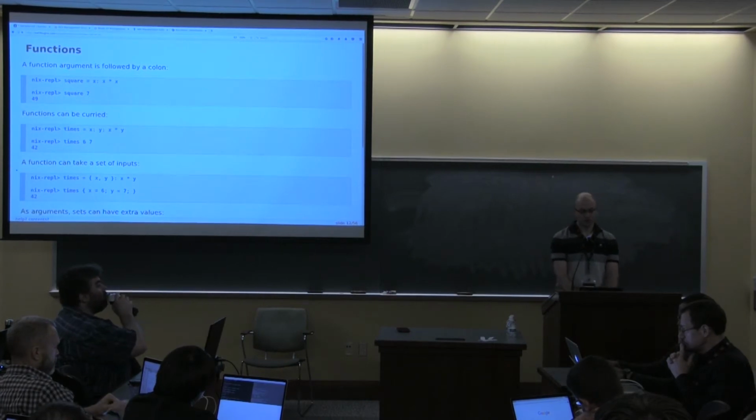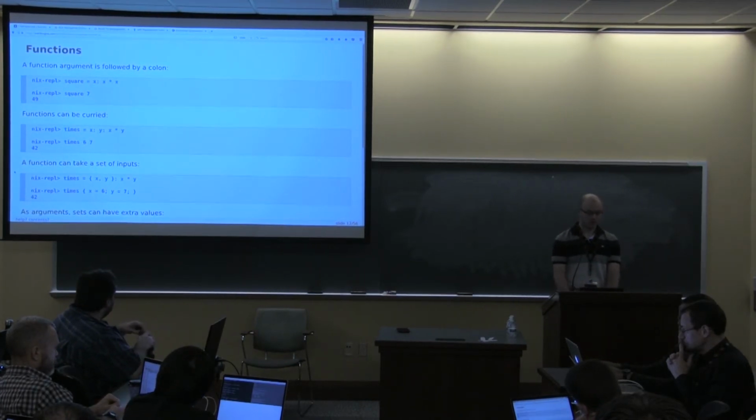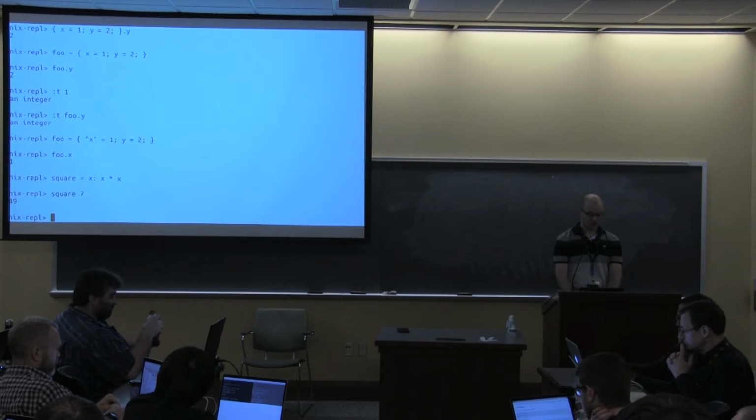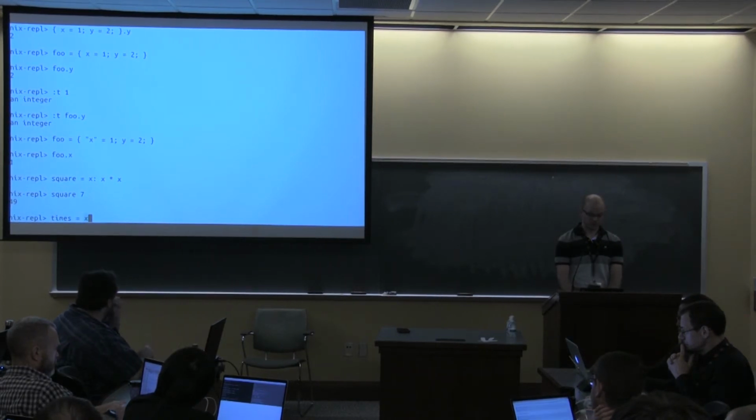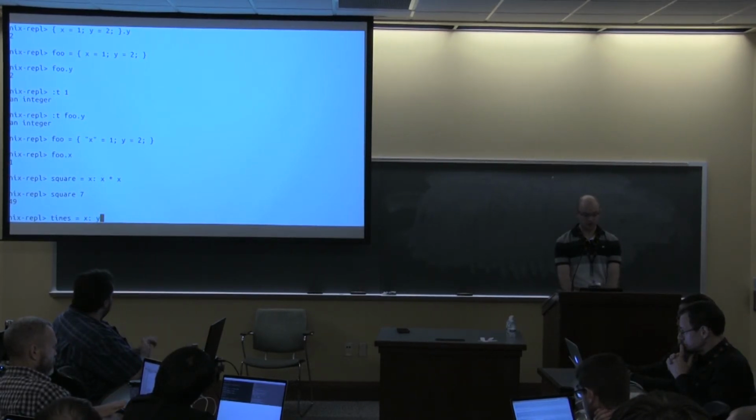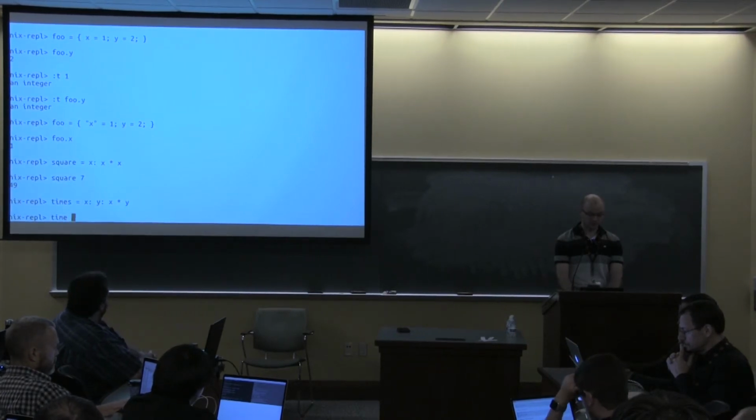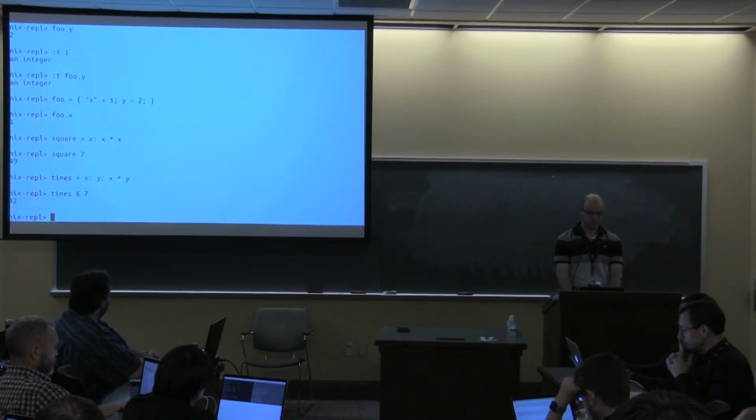If I want to do multiple argument functions, I can curry them. So I could say something like times is a function that takes an x and returns a function that takes a y and returns an x times y. Now I can say times of 6 and 7 to get 42.